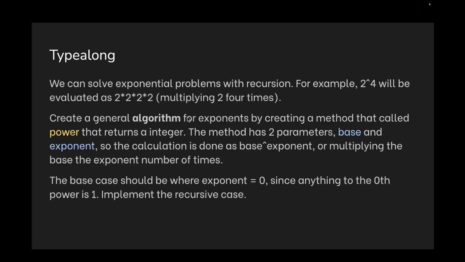So create a general algorithm for exponents by creating a method that's called power, and it returns an integer. So your method name is going to be power. The method has two parameters, base and exponent, so the calculation is done as base to the exponent, like we saw here, or multiplying the base the exponent number of times. The base case should be where exponent equals 0, because anything to the 0th power is 1. Implement the recursive case. So I already give you half of the method, so just write the recursive case for this program.